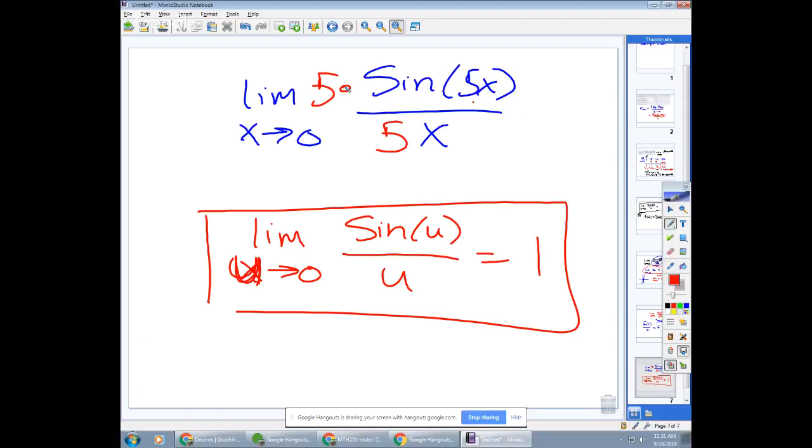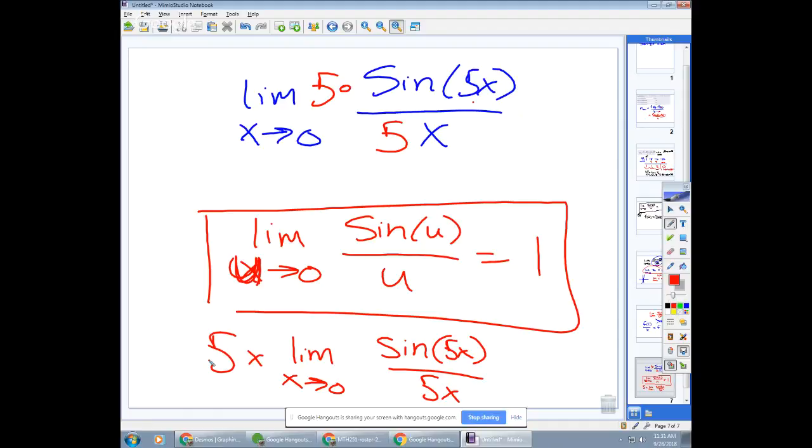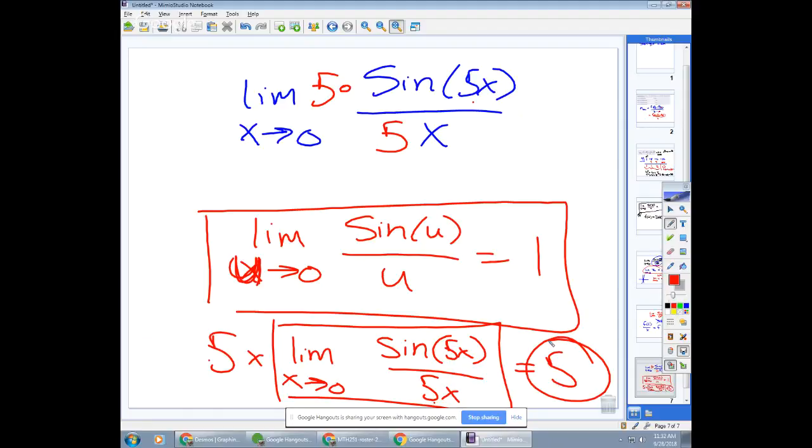And it turns out that 5 in the top, I can just pull out and say that's the same thing as 5 times the limit as x goes to 0 of the sine of 5x over 5x. So here I've got a 5 in the numerator, here I have a 5 in the denominator. 5 divided by 5 is what? 1. So I'm not hurting this thing in any way, but now I know what that thing in the box is equal to. It's 1, but now it's 1 times 5. So there's the limit: 5.